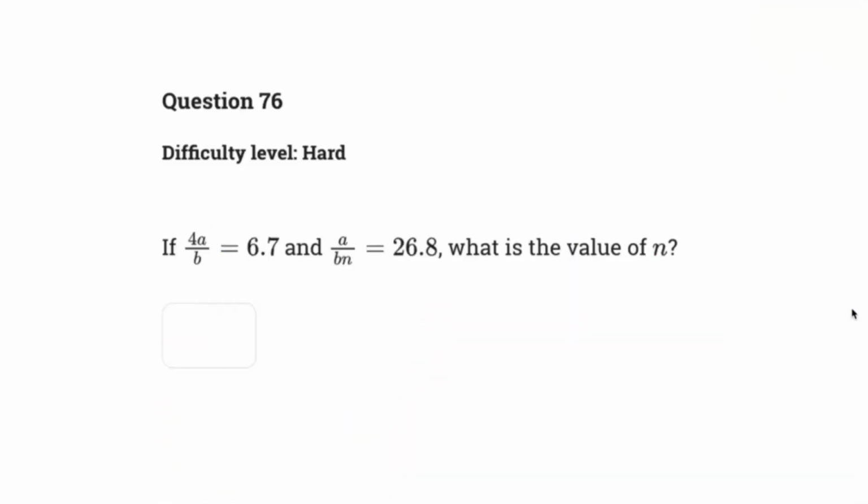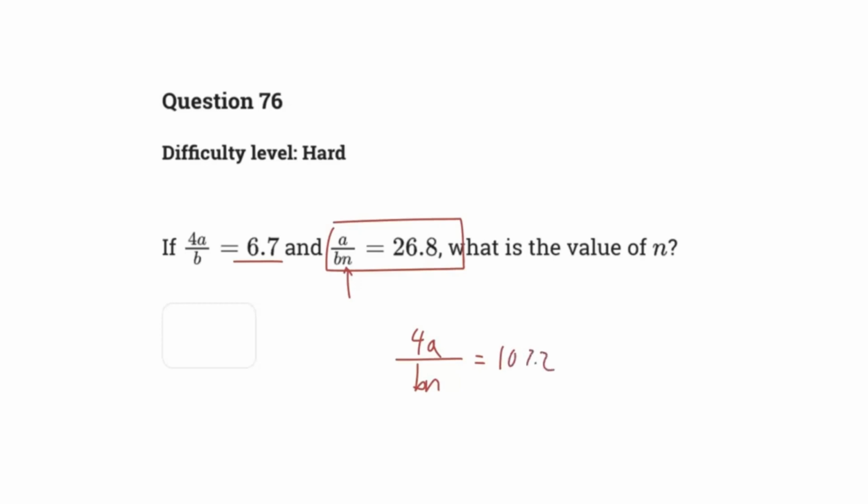All right, so this problem says, if 4a over b equals 6.7 and a over bn equals 26.8, what is the value of n? To help us find the value of n, it'd be very helpful to scale up everything, because we already know what 4a over b is, that's equivalent to 6.7, so we can use that to help us compare the values to ultimately find n. If we scale up this entire equation by 4, we'd have 4a over bn, and then we would have to multiply 26.8 by 4, which gives us a value of 107.2.